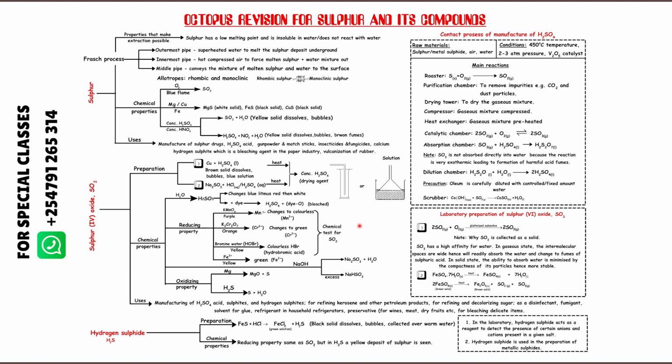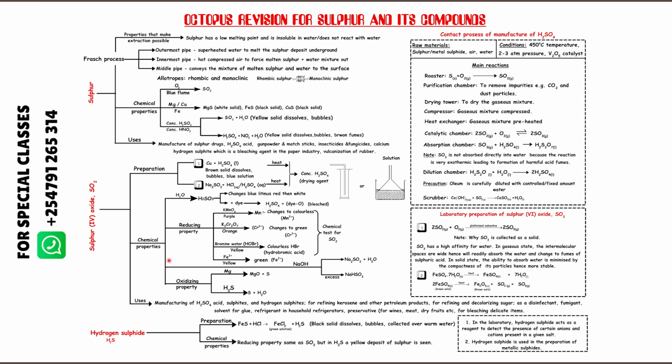So when you're told to describe a chemical test for sulfur(IV) oxide, you're going to say: bubble sulfur(IV) oxide through purple acidified potassium manganate(VII). It will change from purple to colorless. Bubble sulfur(IV) oxide gas through acidified potassium dichromate(VI). It changes from orange to green.